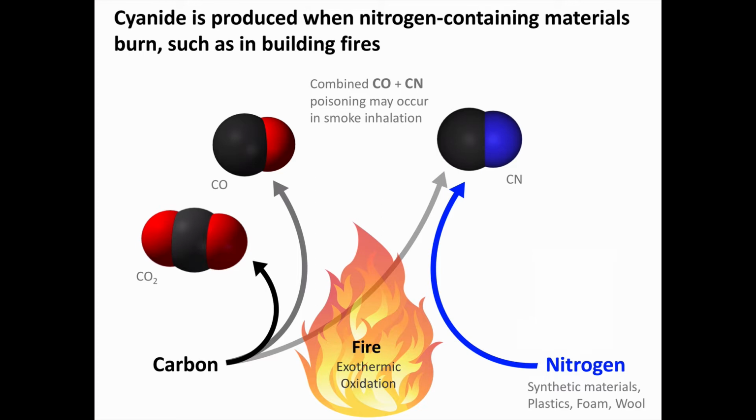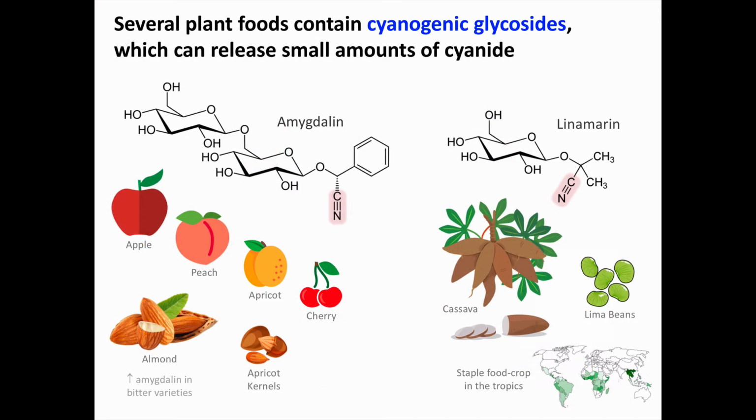Much of the fuel for fires is carbon-based, and it gets oxidized mostly into CO2, carbon dioxide, with smaller amounts of CO, carbon monoxide. But when nitrogen, as found in synthetic materials like plastics and foam and in wool, burns, the nitrogen combines with carbon, releasing cyanide. Although we often think about carbon monoxide poisoning in people exposed to fire and smoke, it is quite possible to have combined CO plus CN poisoning, which may have some impact on how sicker smoke inhalation victims are treated, as we'll see later on.